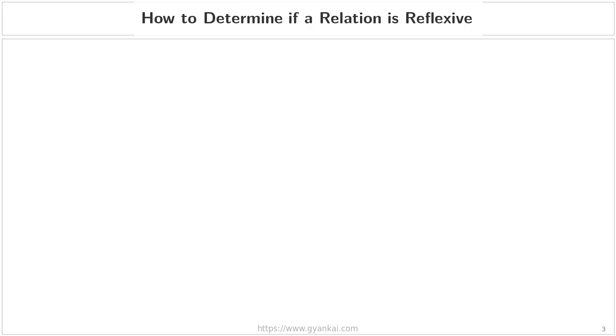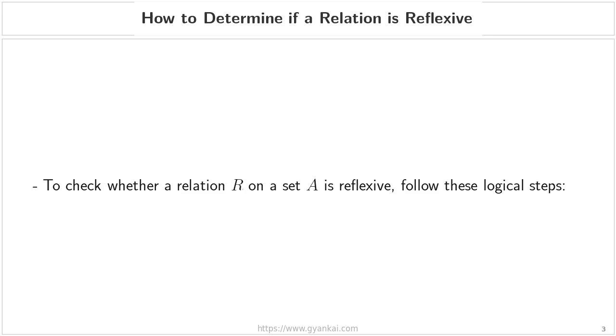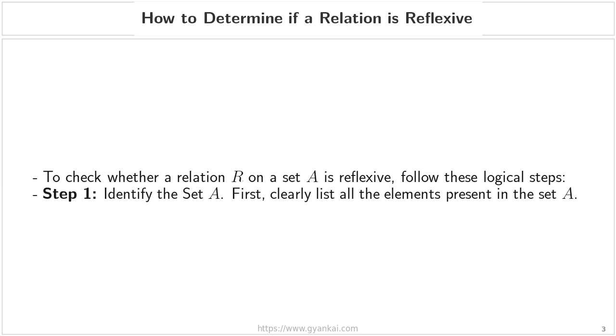How to determine if a relation is reflexive. Now that we have established the formal definition, let us move on to the practical application. To determine whether a relation R on a set A is reflexive, you should follow these logical steps. Step 1. Identify the set A before analyzing the relation itself. You must first clearly list all the individual elements present in set A. This ensures you know exactly which elements need to be checked.